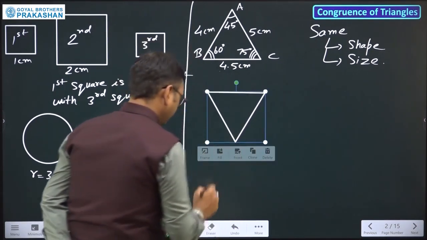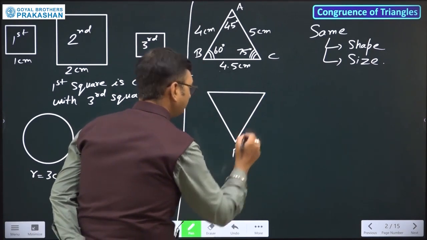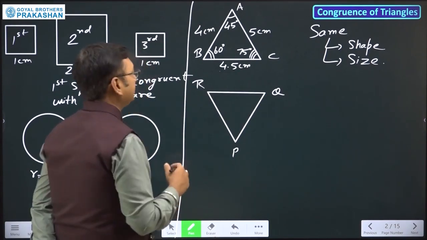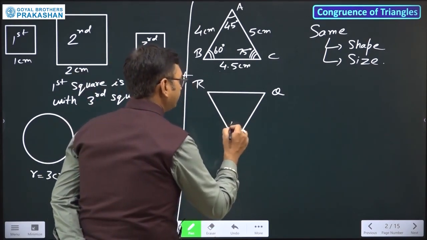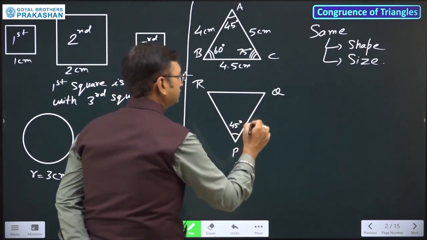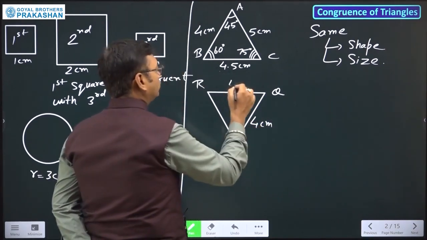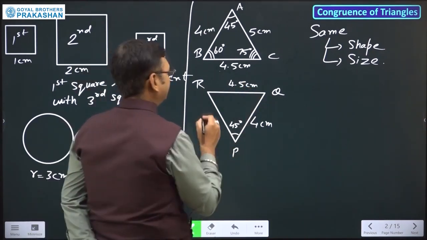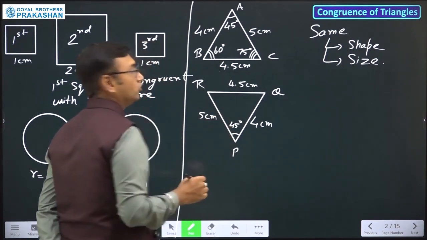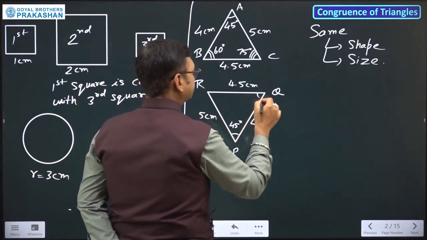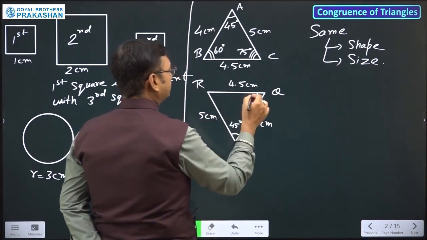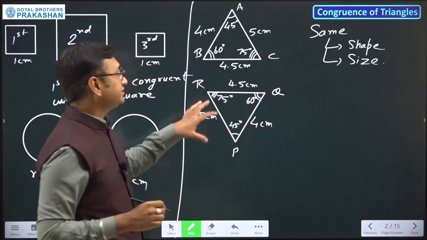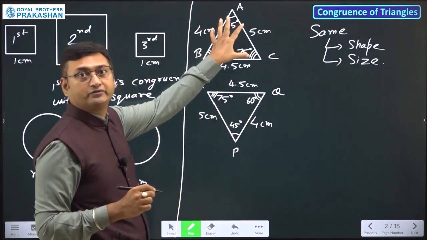Okay. And let's say this triangle is PQR. Now I am telling you all the values. Let's say angle P is equal to 45 degrees, PQ is 4 centimeters, QR is 4.5 centimeters, and RP is 5 centimeters. And let's say this is 60 degrees and this one is 75 degrees. Now can we say that this triangle is congruent with this triangle?